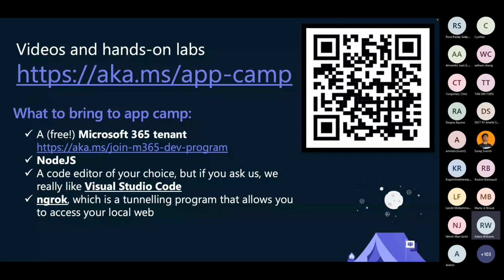So like I mentioned, this is where you can find App Camp. You can just scan the code, you'll go to this link, aka.ms/app-camp, and this is the website that I just showed you. We also have lots of videos there, like I mentioned, and these are the prerequisites. You need to have a Microsoft 365 tenant, you need to have Node.js, an editor of your choice. We prefer Visual Studio Code, and also a tunneling program like ngrok.